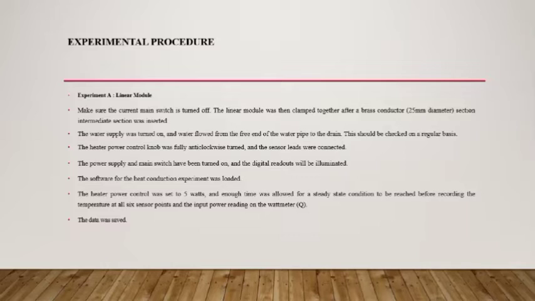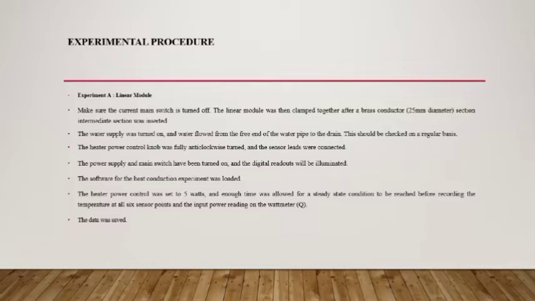For the second procedure of the experiment, the water supply was turned on, and the water flows from the free end of the water pipe to the drain. Third, the heat power connector knob was turned fully anti-clockwise, and the sensor was connected to the power supply. The main switch was turned on for the system to run, and the readout was illuminated.